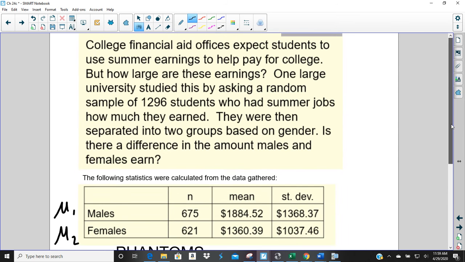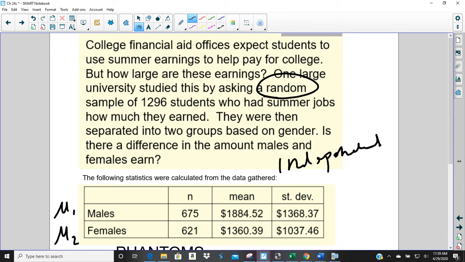Let's talk about the assumptions and conditions. Let's circle some things. It is random. Males and females are independent groups, right? I realized that they said gender, not sex, but a male cannot be a female in the case of statistics, okay? We're keeping it very, very clinical. All right. Third thing, less than 10% of the population.